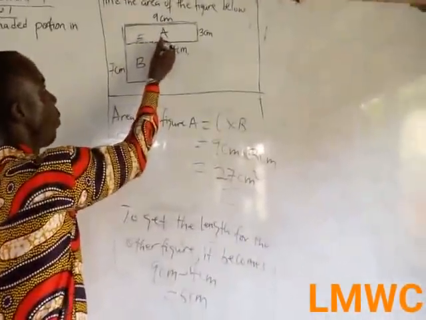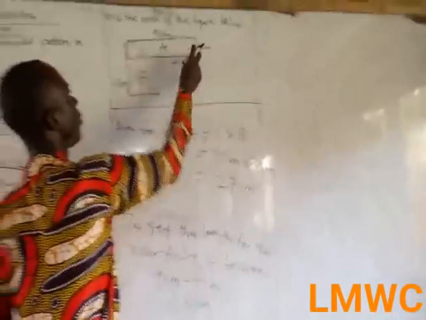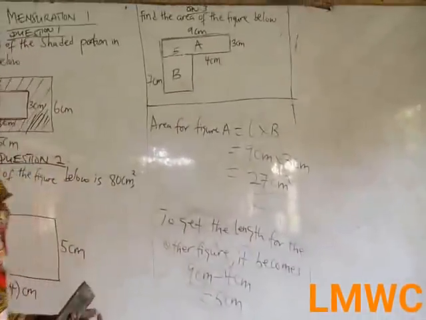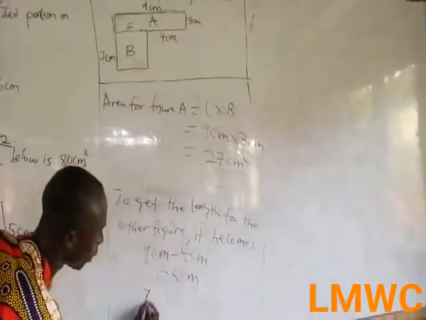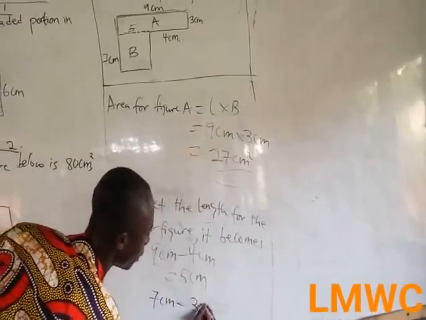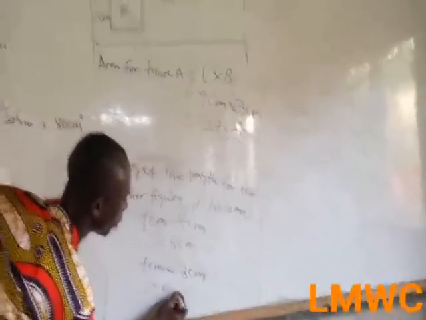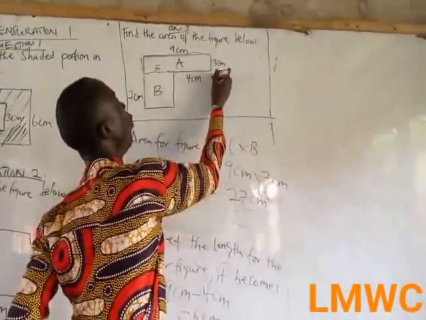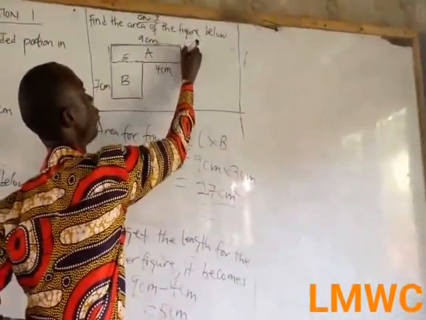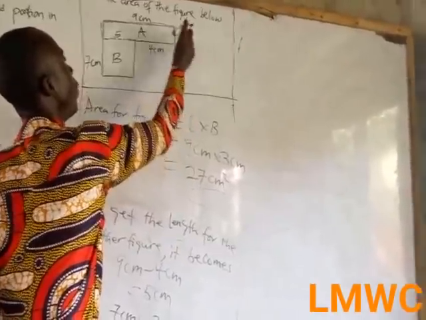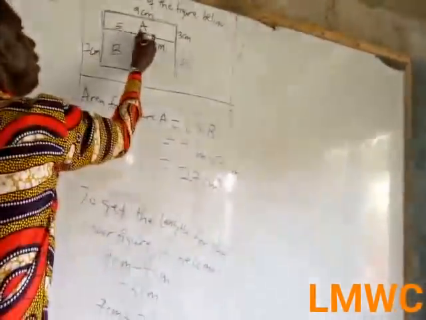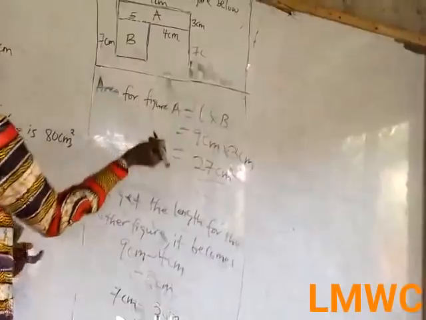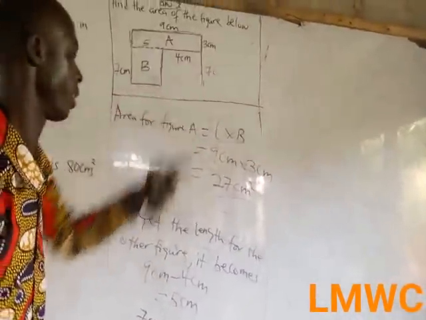So to get this point, you subtract this 3 from this 7. You get what? 4 centimeters. So it becomes 7 centimeters minus 3 centimeters. We are getting what? 4 centimeters. Because once we know this point as 3 centimeters, the whole part, from this part to this part, you get 7. And once you know this point as 3, this remaining becomes 4, because 7 minus 3 is 4.